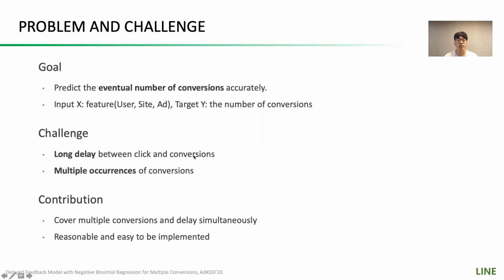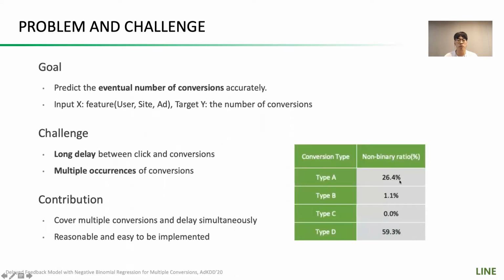So far, many studies solve conversion prediction as a binary problem by accepting only the first conversion after the click. This table shows the ratio of clicks having multiple conversions for each conversion type in our service. For types A and D, more than 25% of clicks have multiple conversions. We attempt to predict the number of conversions considering all delays together, and the model is ready to be deployed.